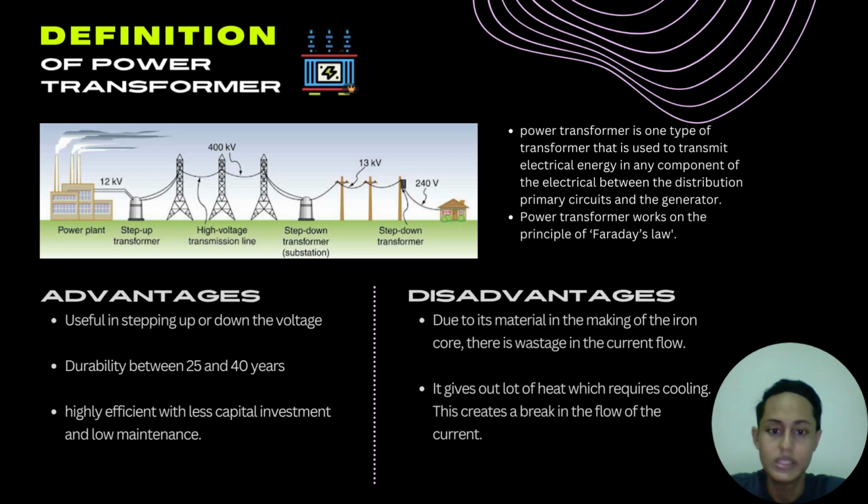For the disadvantages, due to the material of the iron core, there is wastage in the current flow. And the second disadvantage is that it gives out a lot of heat which requires cooling. This will create a break in the flow of the current.